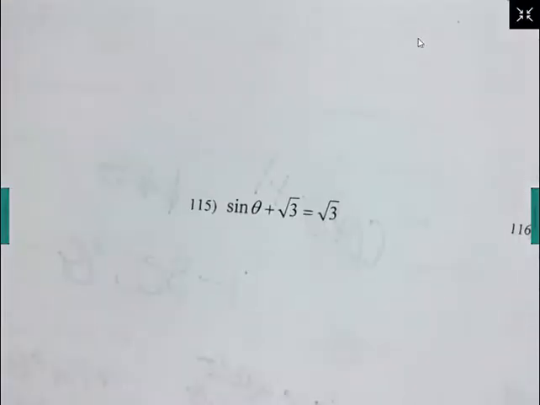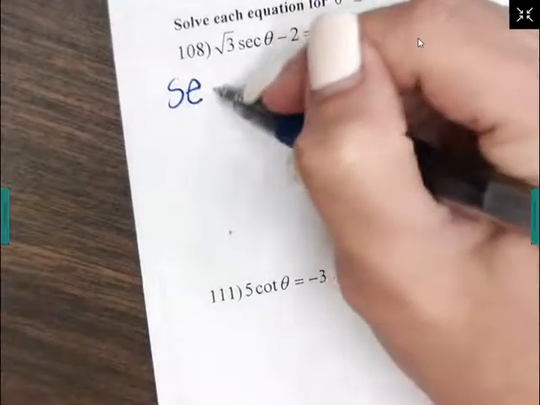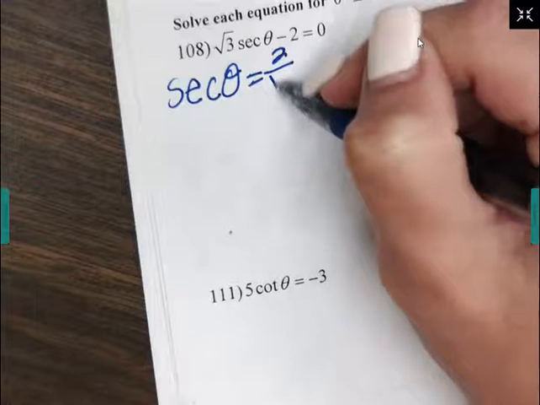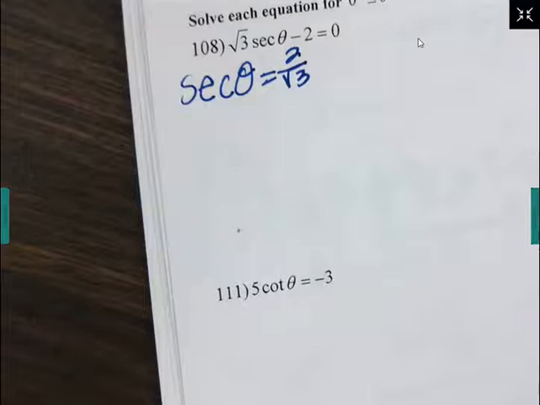What about on this side? 108 through 116. 108. You want to see 108? Yeah. Okay, on 108, the first thing we're going to do is add 2 and divide by 3, so that gives us the secant of theta is equal to 2 over the square root of 3. Is that correct? Do you have a secant of theta button on your calculator? No. So we need to write this differently. How can we write this differently?